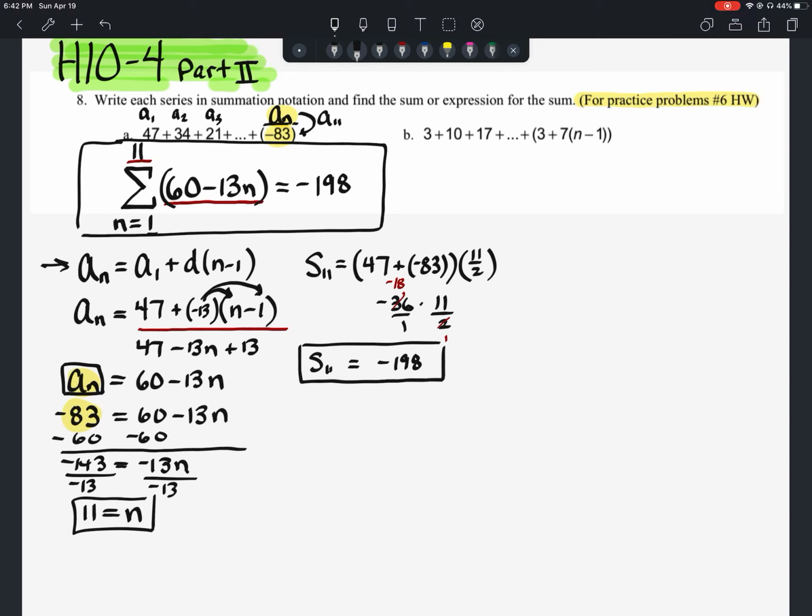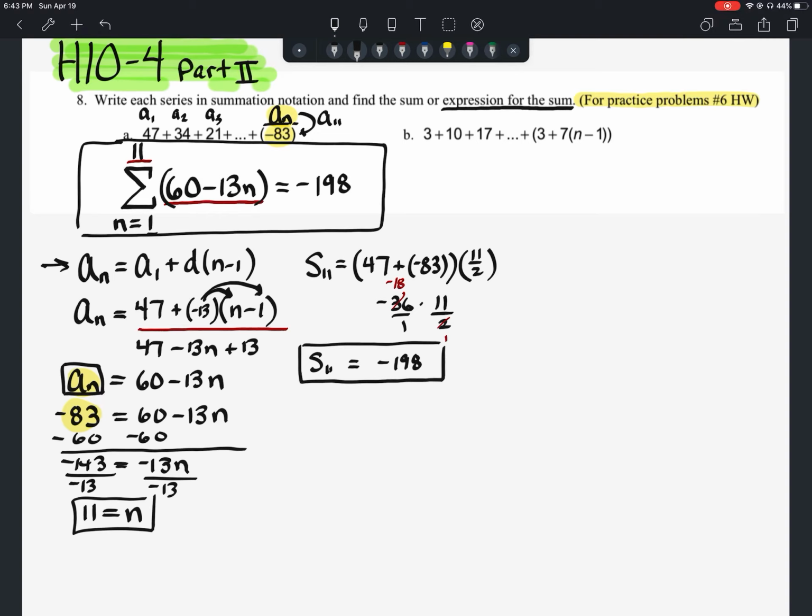Okay, so our second problem there, we've got 3 plus 10 plus 17 plus ... and then it says 3 plus 7 times the quantity of n minus 1. So this is the one where it's asking us to find an expression for the sum. We don't know how many terms there are. We don't know what the last term is, so we can't figure out how many terms there are going to be. So we're just going to write it out in kind of general form.